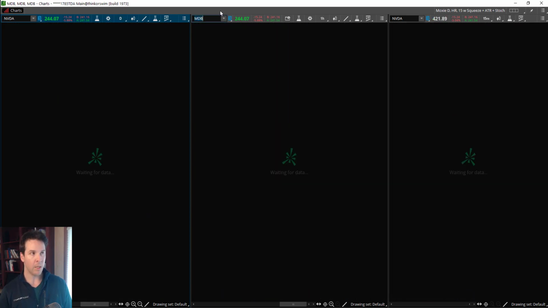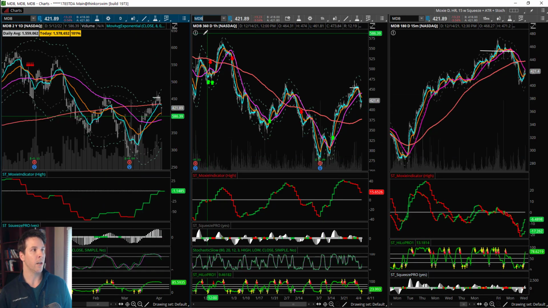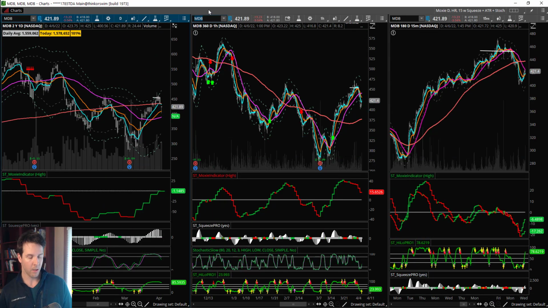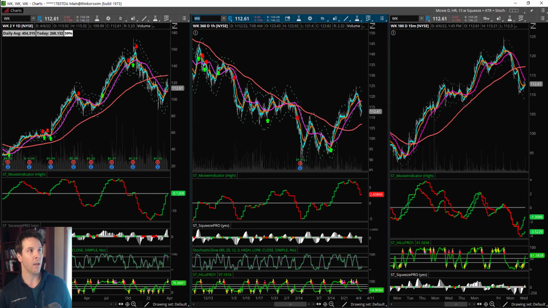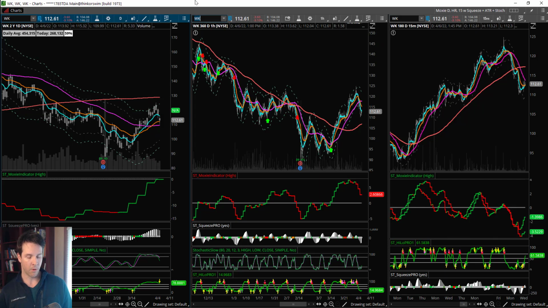And then MDB, this is another one we're in, taking that same idea from NVIDIA. You can see that price was over the 50 and the Moxie indicator was very close, but still technically below 0. So we took a short trade from the top to the bottom right there, and that's working out so far. And then what we could also see is if you look at WK, it too was doing an inverse trampoline move. Moxie indicator is still technically below 0, and we have price over the daily 50. And so lo and behold, it pulls back to the daily 50.